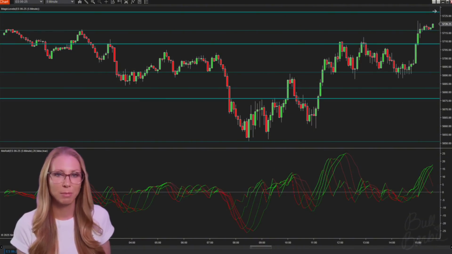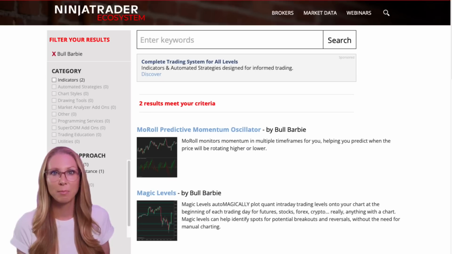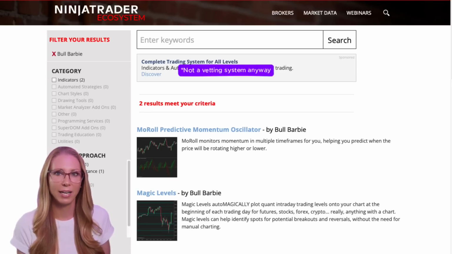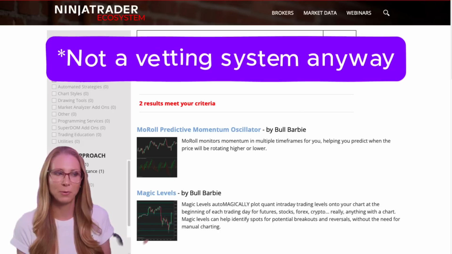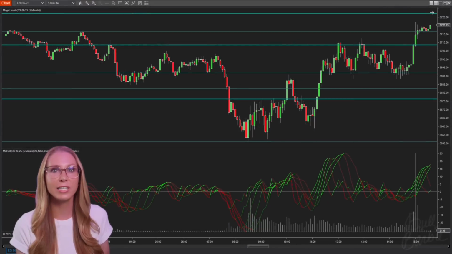I'm not paid to promote either platform, but I do need to trade and chart somewhere, and that's where I'm at these days. I am an approved NinjaTrader vendor, and TradingView doesn't have a developer program, so I'm working with what I've got here. But all right, here is the MoRoll on a 5-minute chart.